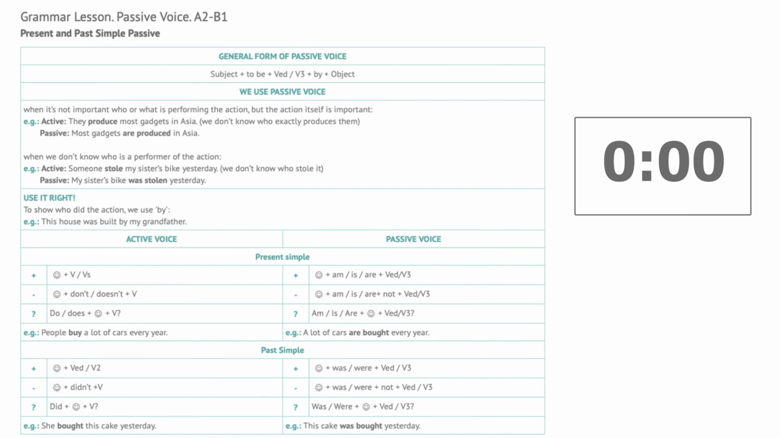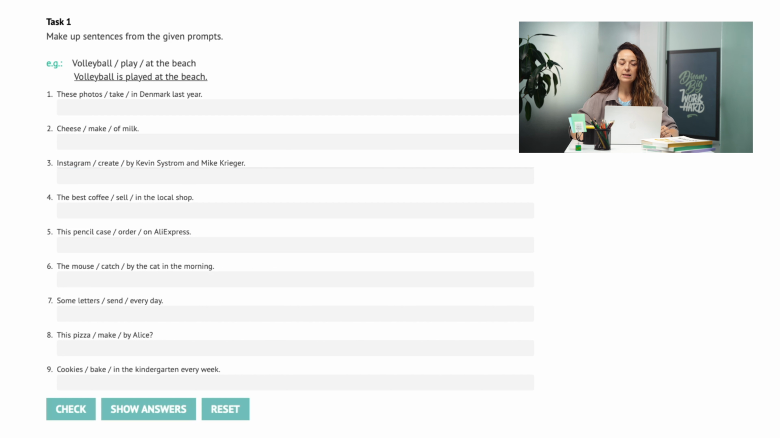Task 1. In this task, you need to create passive voice sentences using the phrases you see. For example, volleyball, play, at the beach. Most likely, we talk about general truths here, so the sentence will be in present simple. So, volleyball is played at the beach.